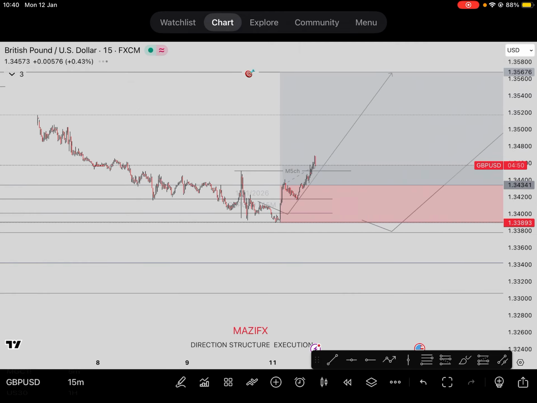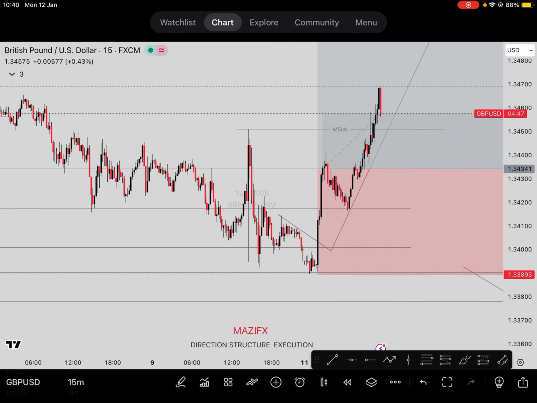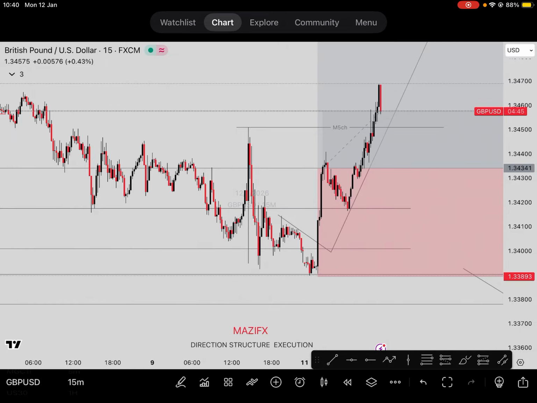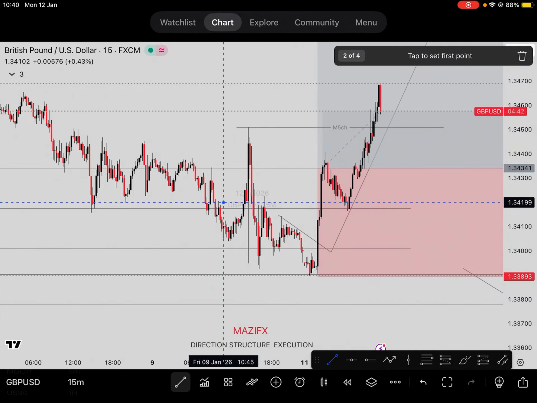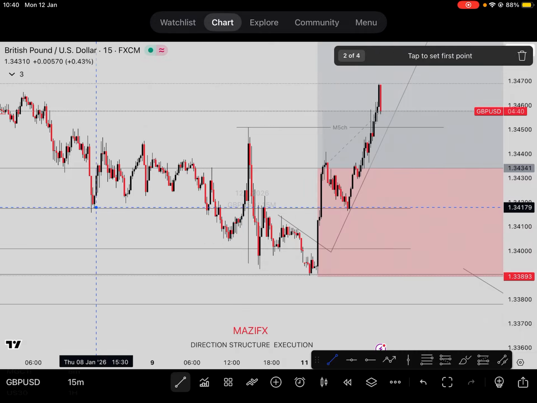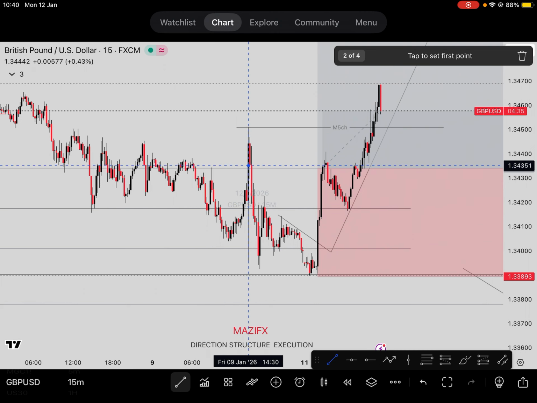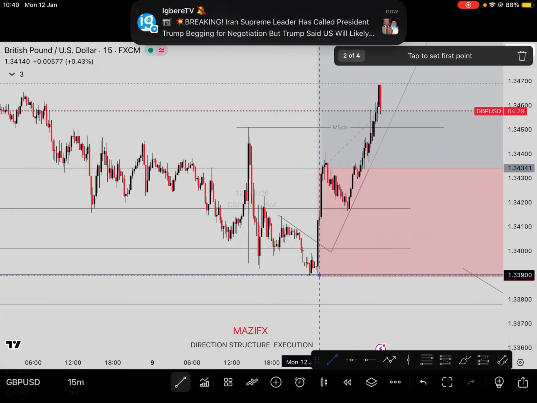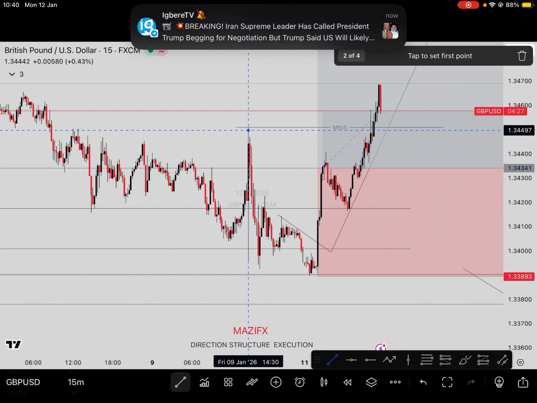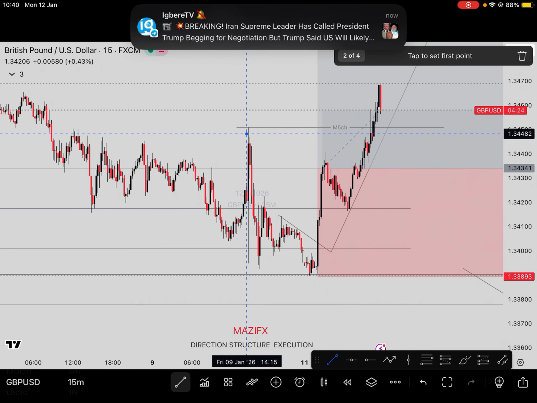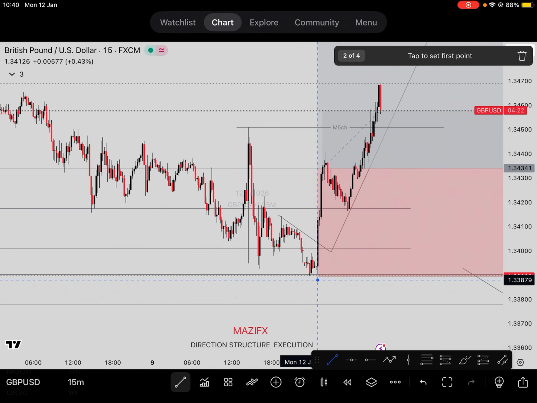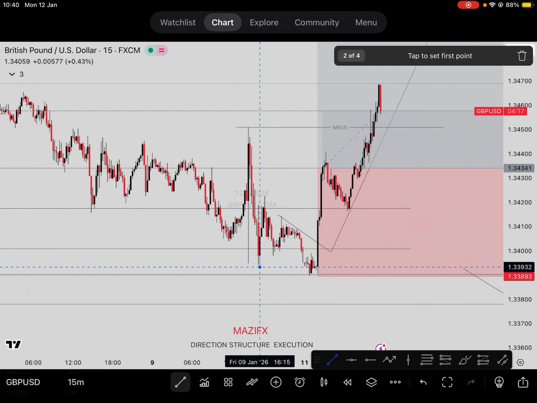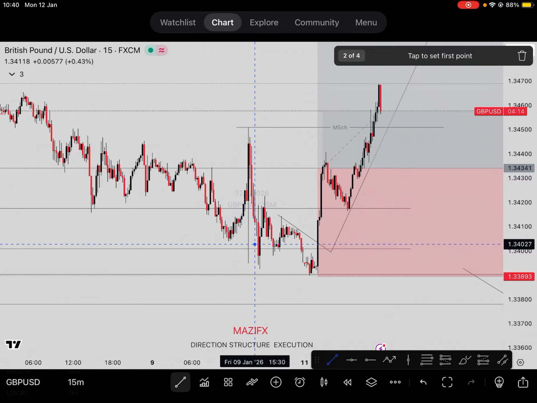So looking at 15 minutes, I can see the last 15 minutes structure should be this. That's why I labeled it change of character. From this high to this low is our last 15 minutes structure. At this point, some persons can call this a break of structure, but to me, it's not a break of structure.